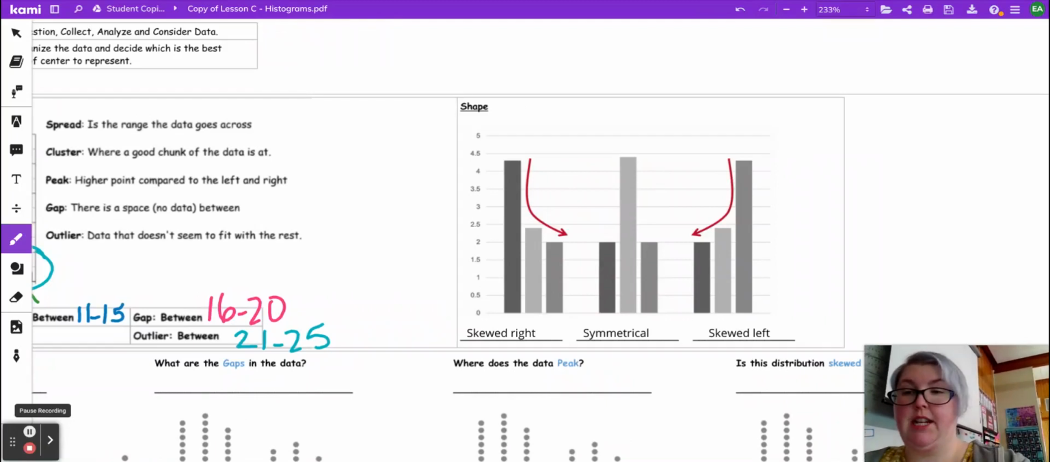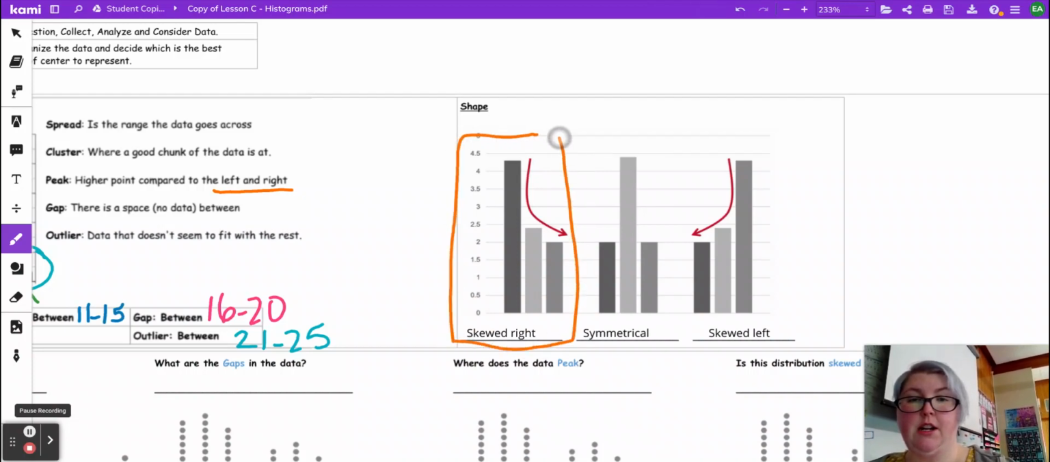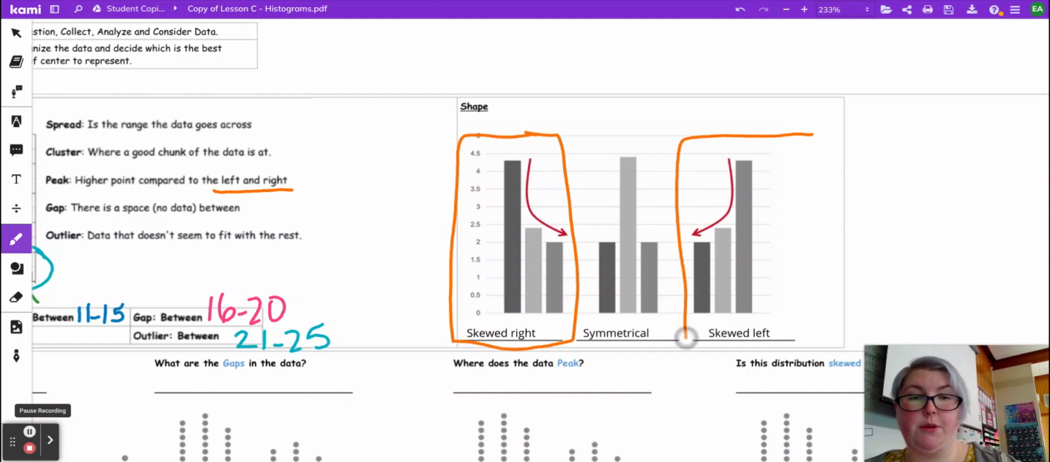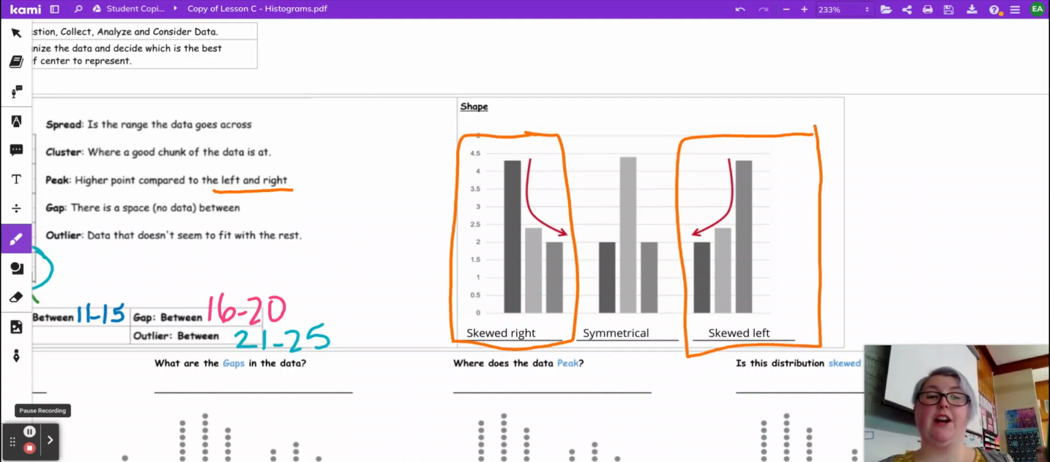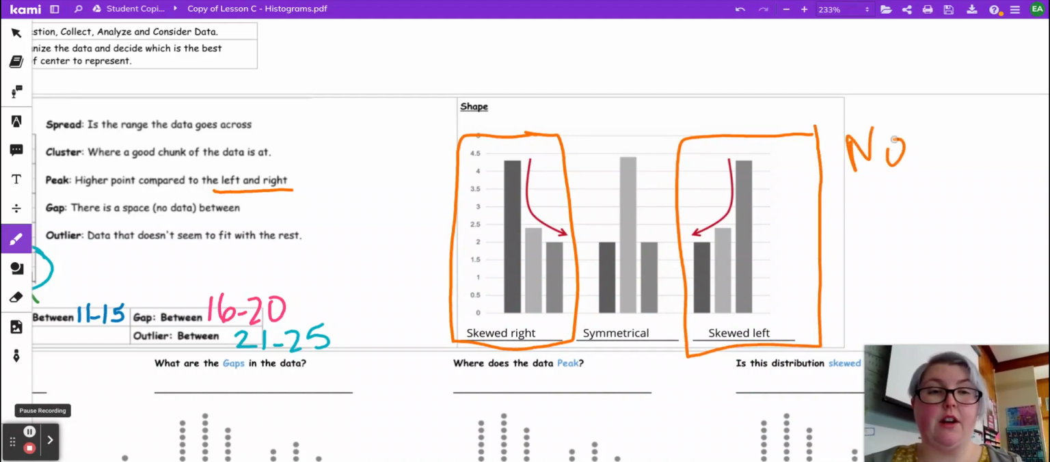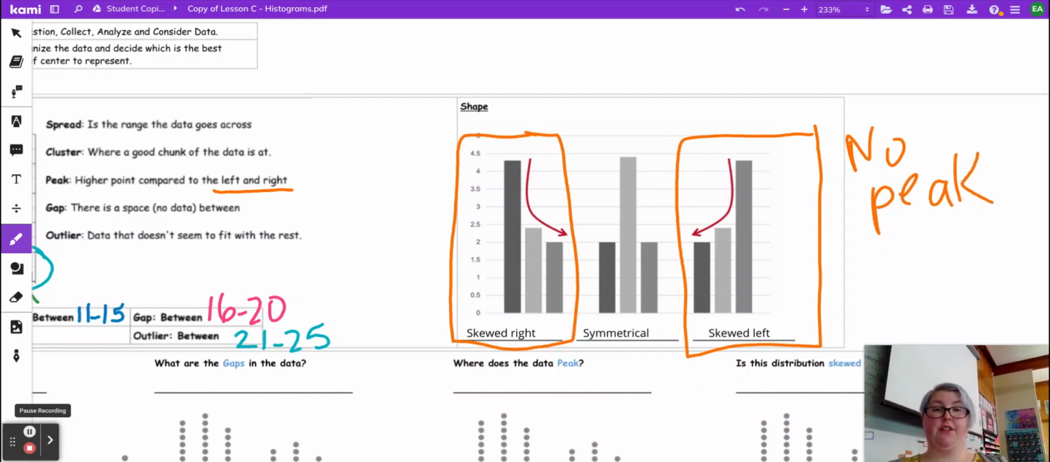If there is no data to the left and right, you would say that instead of having a peak, it would be skewed right. So this portion right here is skewed right, and you can also be skewed left. There is no peak on either of those because there is no data on both sides of the largest portion. So you can say it's skewed, but there is no peak. Now in the middle right here, if it is symmetrical, you have a peak.